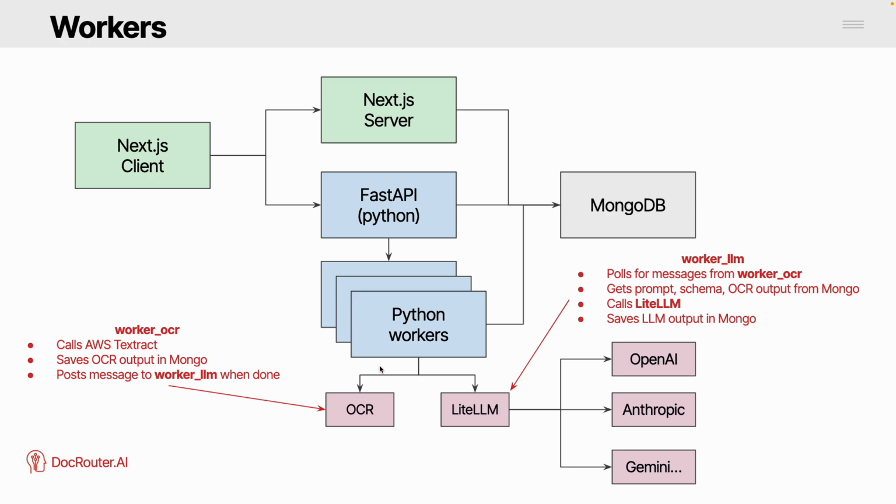Yeah, so I was talking about workers. The idea here is again to parallelize access to the OCR service. In this case, it's an AWS service called Textract, and also to parallelize access to the language model so that you don't wait too long for these.